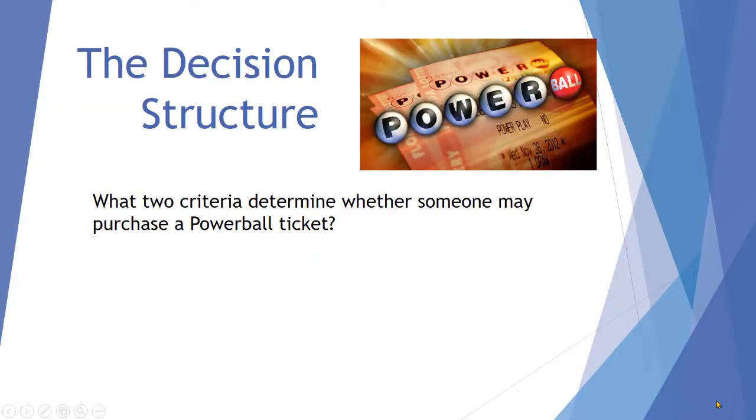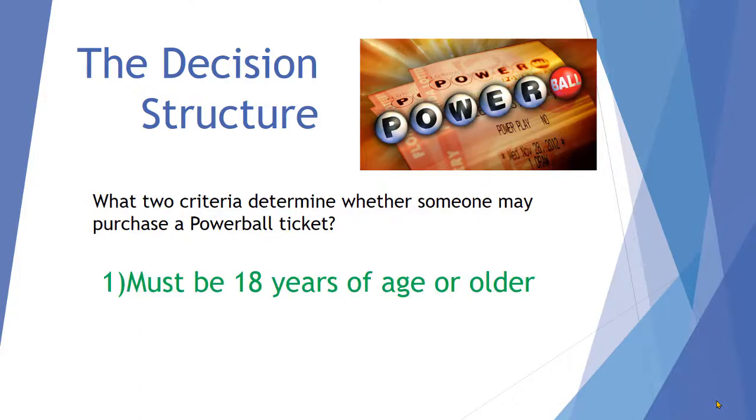Let's take a real simple decision-making process. What are the two criteria that have to be met if you want to buy a Powerball ticket, right? You walk into a gas station that sells Powerball, and you want to buy a ticket. There's really two things that have to be true for you if you want to walk out of there with a Powerball ticket. Now, the first one, of course, you need to be 18 years old, right? If you're not 18, you're not buying a Powerball ticket.